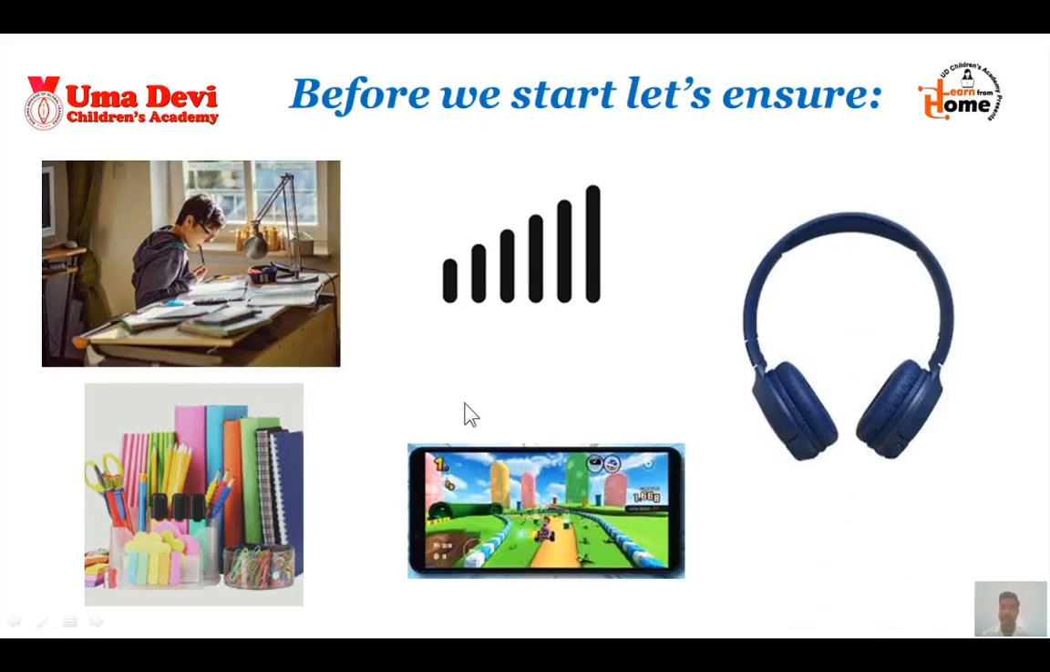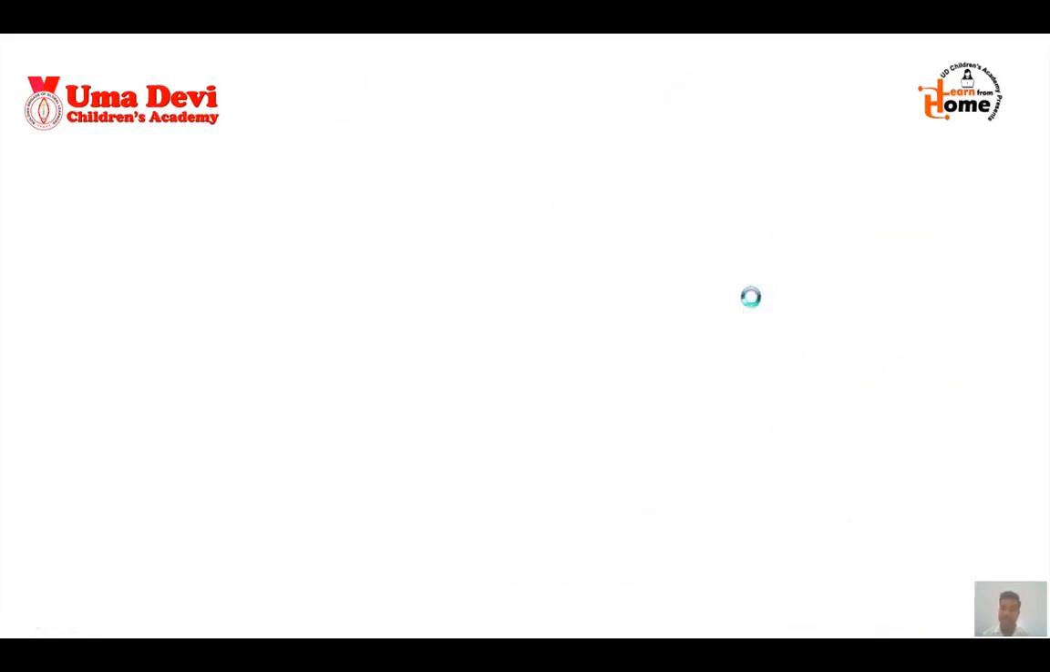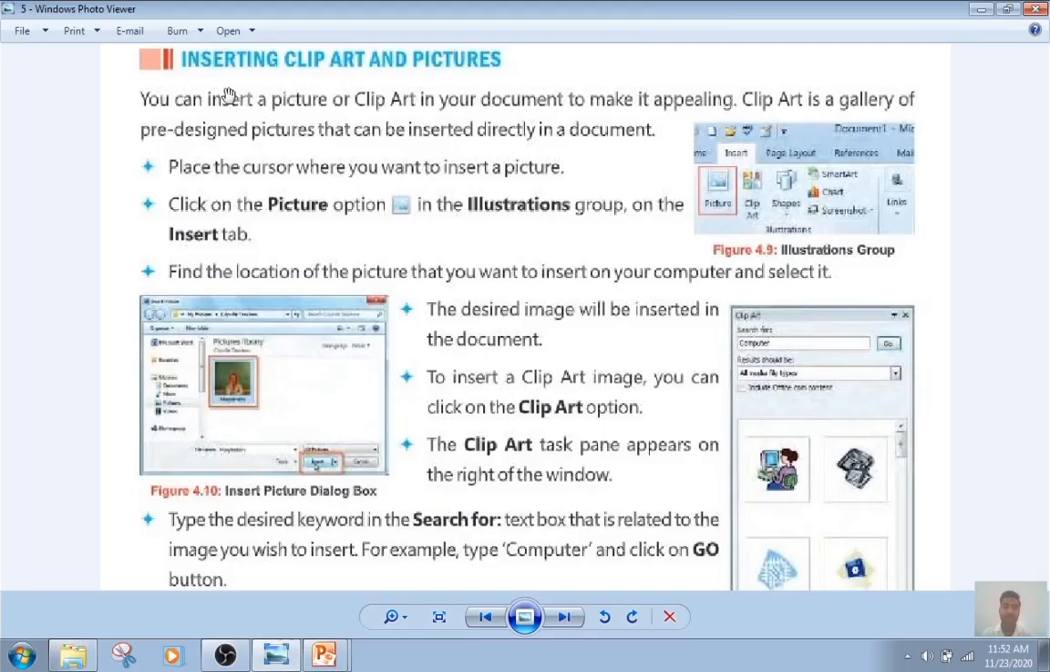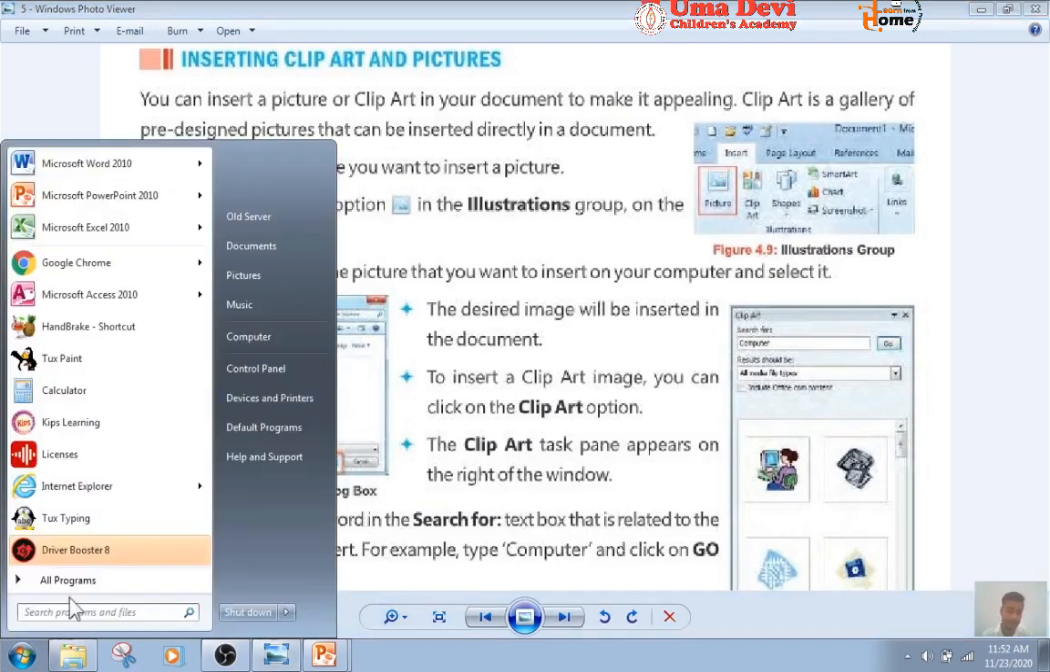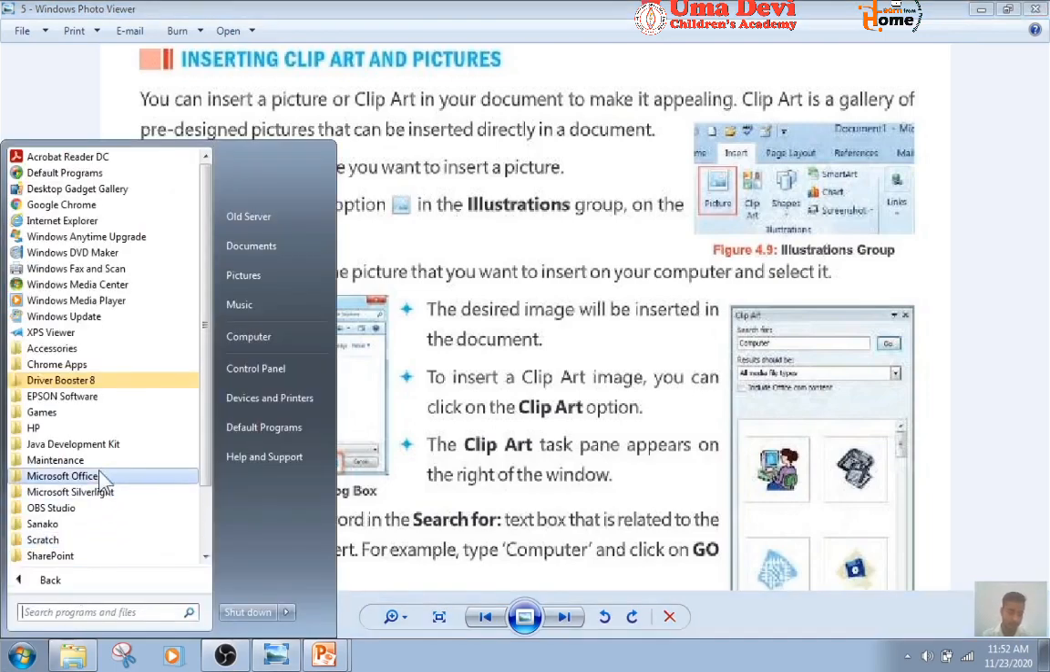So after ensuring all of these things, let's start inserting clip art and pictures. You can insert a picture or clip art in your document to make it appealing. Clip art is a gallery of pre-designed pictures that can be inserted directly in a document. Firstly, we will place the cursor where we want to insert a picture. So we are opening MS Word.